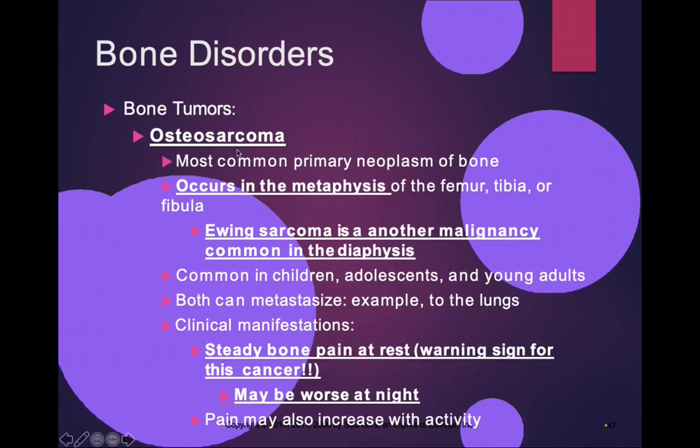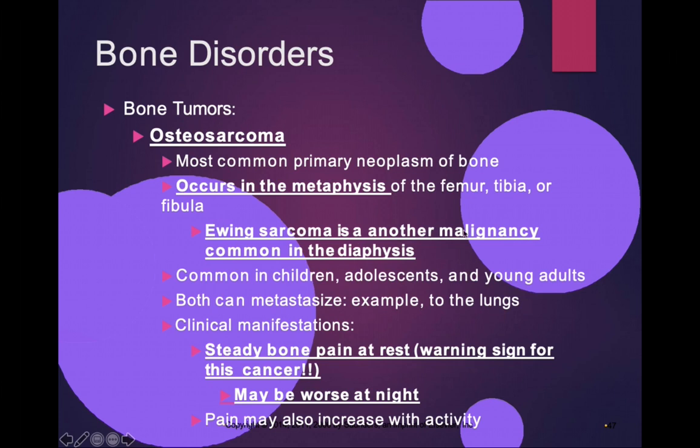Osteosarcoma is the most common primary neoplasm of bone, and it typically occurs at the metaphysis. Remember the parts of the long bone? You have the proximal and distal epiphysis, and then there's the metaphysis, and then there's the diaphysis. So between the diaphysis and epiphysis is the metaphysis, in the long bones of the femur, the tibia, the fibula.